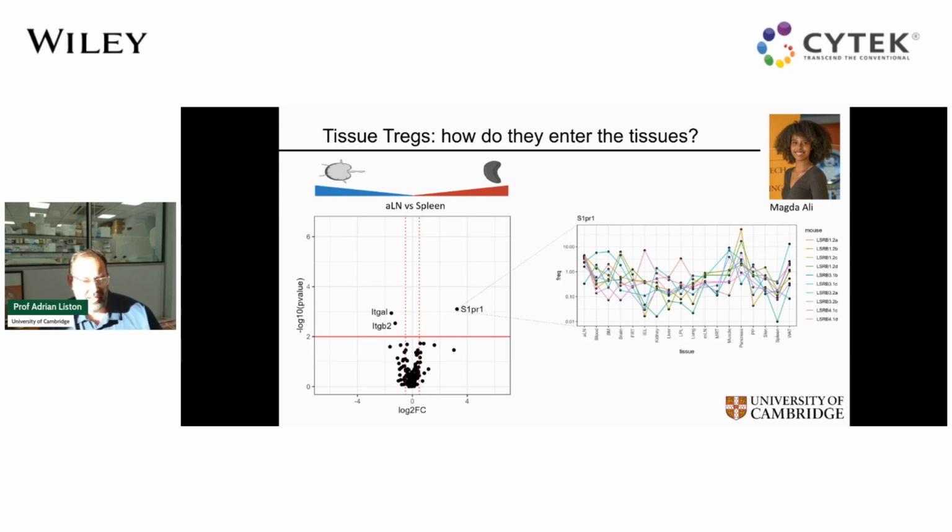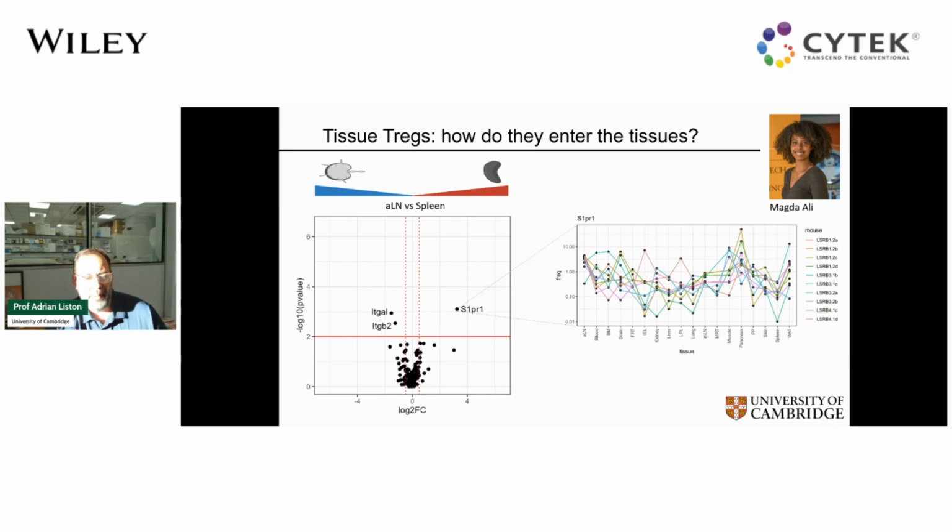There's two integrins, ITGAL and ITGB2, which are very important for Tregs to enter the lymph nodes. And then on the spleen side, we see S1PR1, which I think is actually not important for entering the spleen, but it's rather important for leaving the tissues. It's a retention molecule.